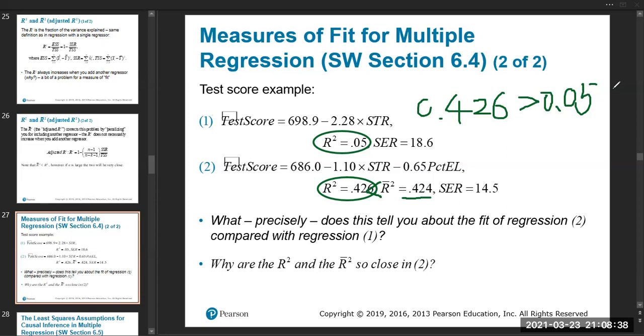And how about adjusted R square and R square? Adjusted R square is not that much smaller than R square in the second case. The difference is only 0.002. So we would say the penalty is not that big. Then we should say it's worth it to include the percentage of English learners, because we gain a lot of explanatory power and the penalty is not that big.